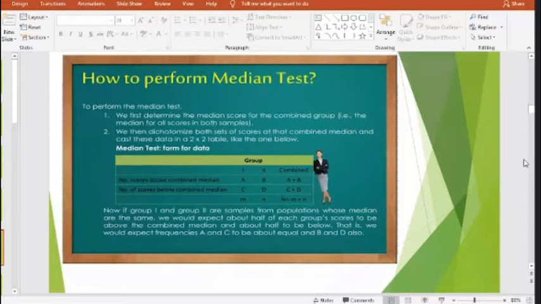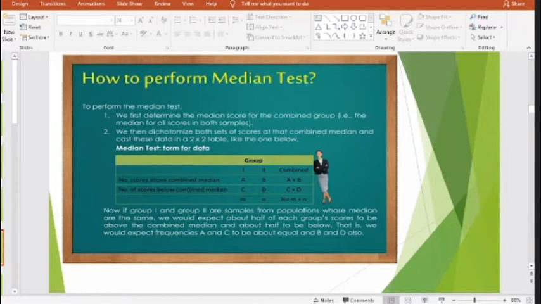So we have group 1 and group 2. On the left side, we have the number of scores above the combined median and the number of scores below the combined median. We have letters as representatives. Now if group 1 and group 2 are samples from populations whose medians are the same, we would expect about half of each group's scores to be above the combined median and about half to be below. That is, we would expect frequencies A and C to be about equal, and B and D as well.